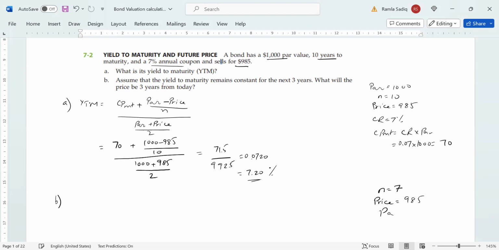Our par has not changed either. That's $1,000. And of course, our coupon payment has not changed either. That is 70. But what we're going to do now is we're going to plug that into the price formula. And to calculate the price, we need the coupon payment. And this can be the annuity portion of our formula. So 1 minus 1 plus I to the power of negative n divided by I. All of that, and we're going to add in the present value of our par. So par divided by 1 plus I to the power of n.